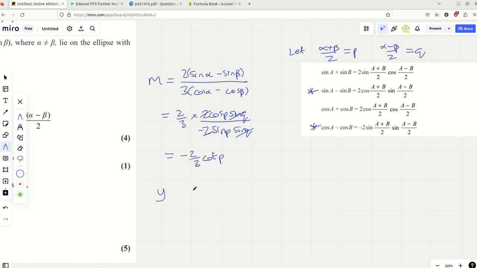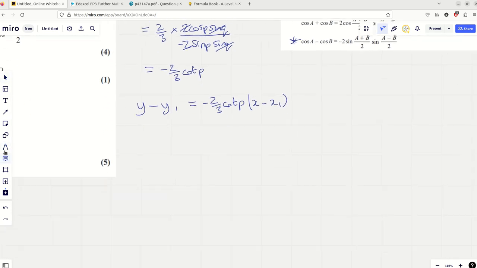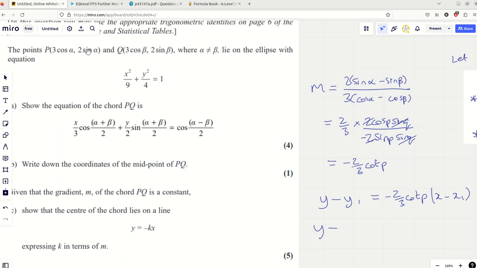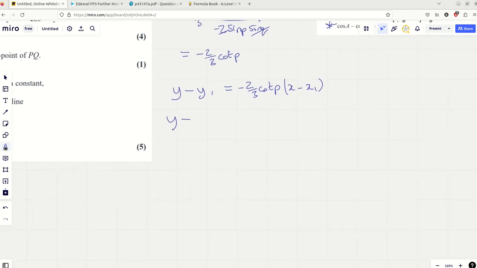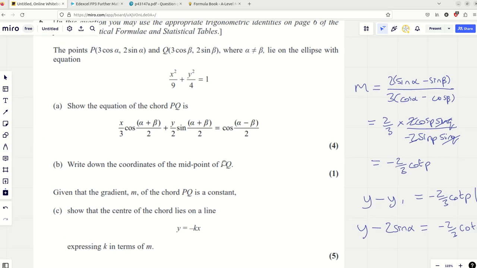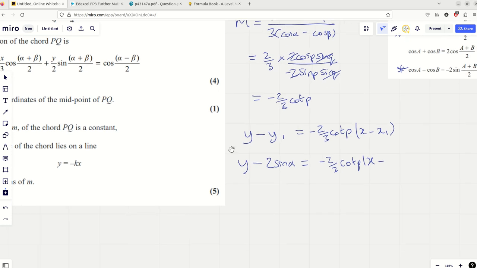Lovely. Okay, now what I'm going to do is y minus y1 is m times x minus x1, and I'm going to plug in what I've got. So I'm going to plug in a point. I think y1 here is 2 sine alpha, and x1 is 3 cos alpha, I think it was, wasn't it? Let's have a quick look, just check. X1 is 3 cos alpha.